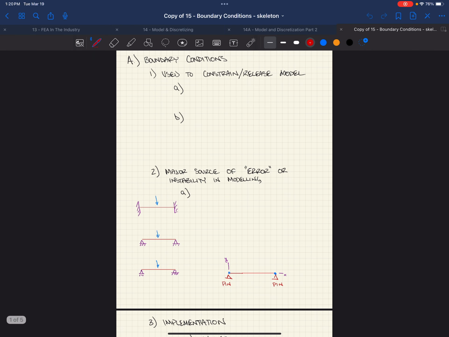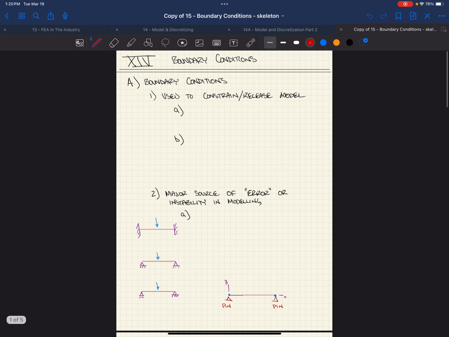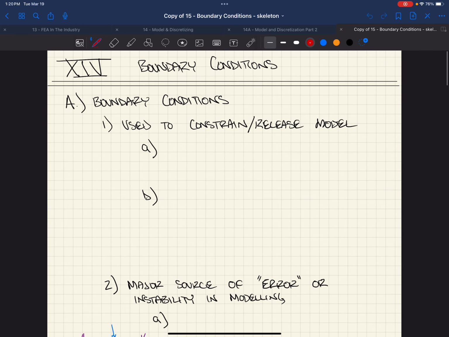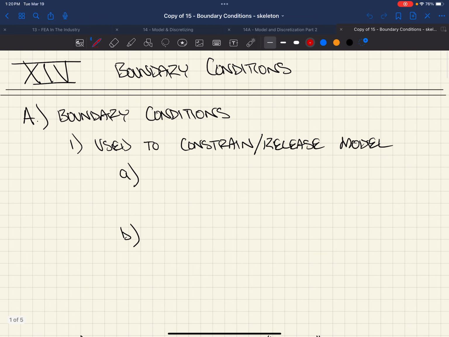Boundary conditions. Okay, so we've gotten to boundary conditions. We've talked about boundary conditions from a theory perspective. We would impose these conditions to make sure that we have global stability. On top of that, we also use these to ensure our behavior matches as close as possible to our mathematical model, relative to connections and supports. So we need to essentially constrain or release the model depending on our mathematical model requirements, which really come from the real world. We're trying to match that and get as accurate as possible.